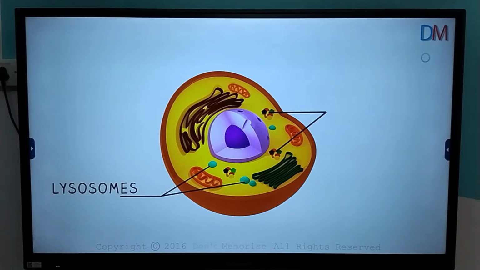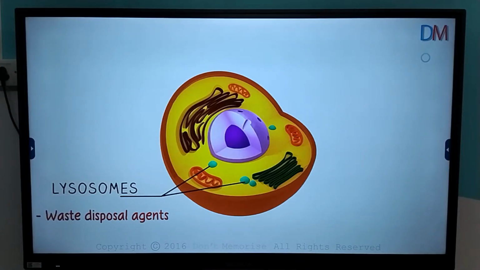Every cell produces a lot of waste material, and waste can be harmful. Don't you think we need agents to clean the cell? Yes, the lysosomes do exactly this. They are the waste disposal agents of the cell. All the material which can be harmful for the cell is digested by the lysosomes. Yes, you heard me right. They digest the waste material.